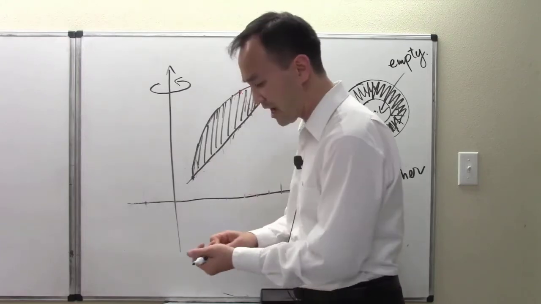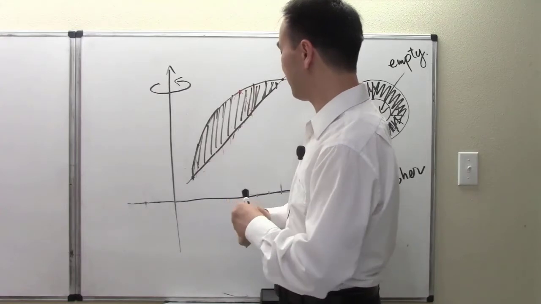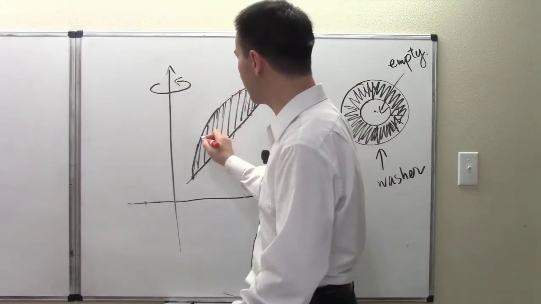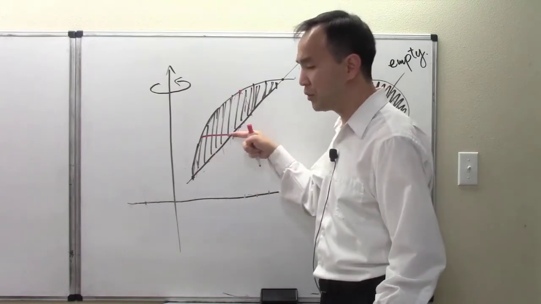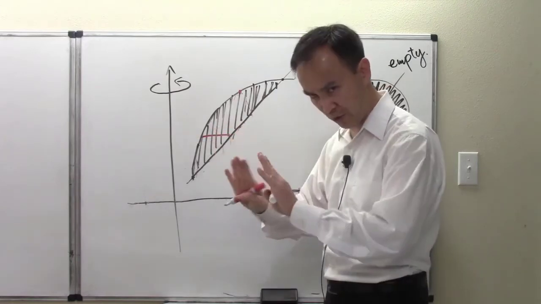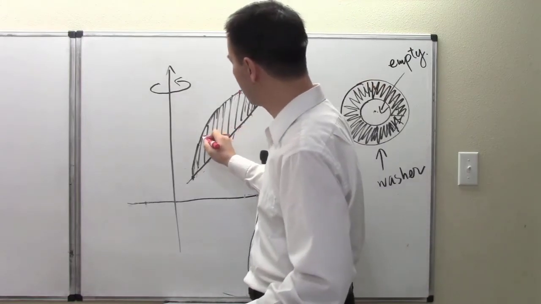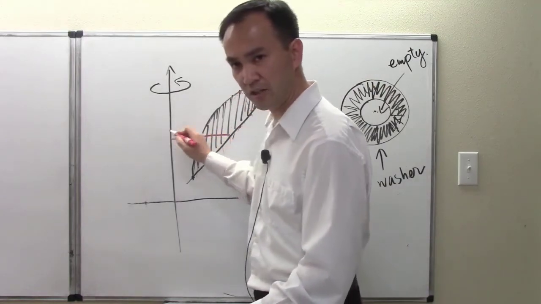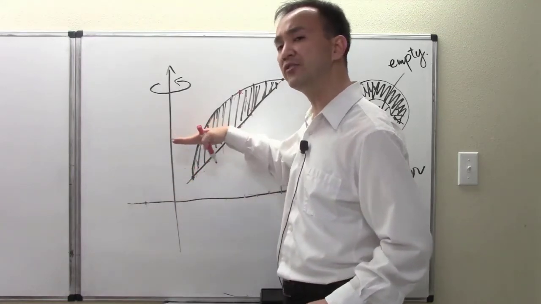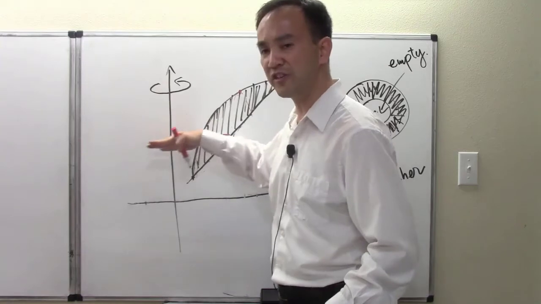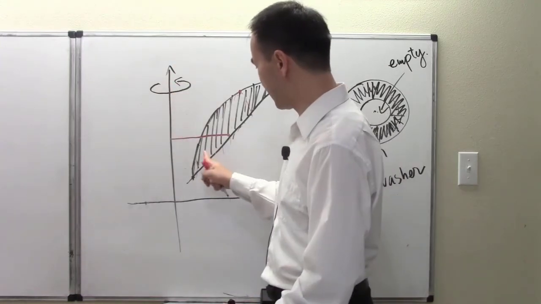Now I'm going to imagine again that in the same region I draw a stripe, any stripe through the region. The stripe starts out inside the region, but I'm going to draw it so that it reaches our rotation axis. And another rule again: the stripe needs to be perpendicular to our rotation axis, which in this case is the y-axis.